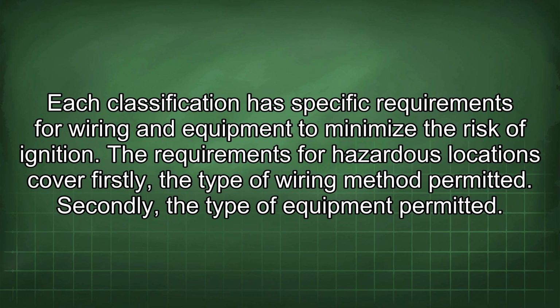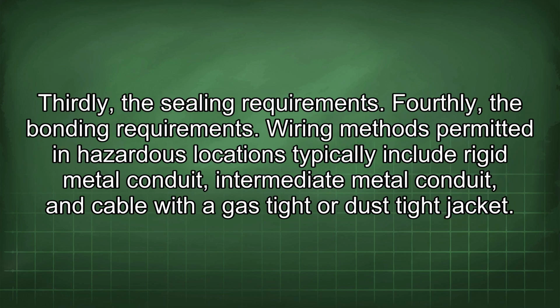The requirements for hazardous locations cover, firstly, the type of wiring method permitted. Secondly, the type of equipment permitted. Thirdly, the sealing requirements. Fourthly, the bonding requirements. Wiring methods permitted in hazardous locations typically include rigid metal conduit, intermediate metal conduit, and cable with a gas-tight or dust-tight jacket.